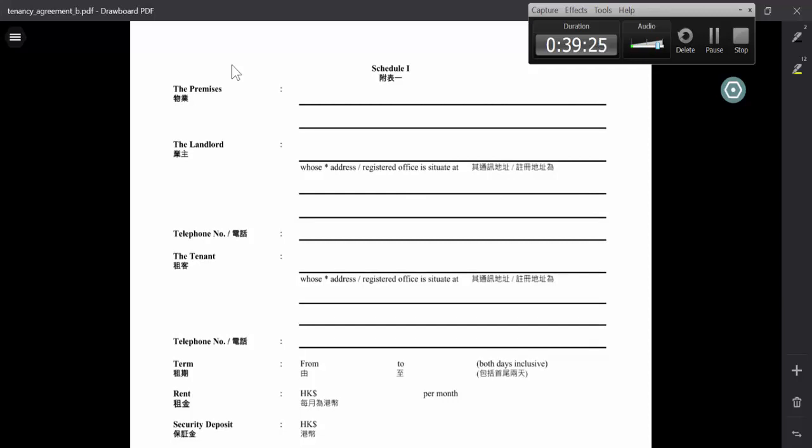And then there is another part, typically, which is called the schedule. You can see what's going on. So the schedule is where you put in the address, who's the owner, the telephone number, who's the tenant, when you start, basically all the commercial parameters. You must have seen this before, right? Because you guys are living here.